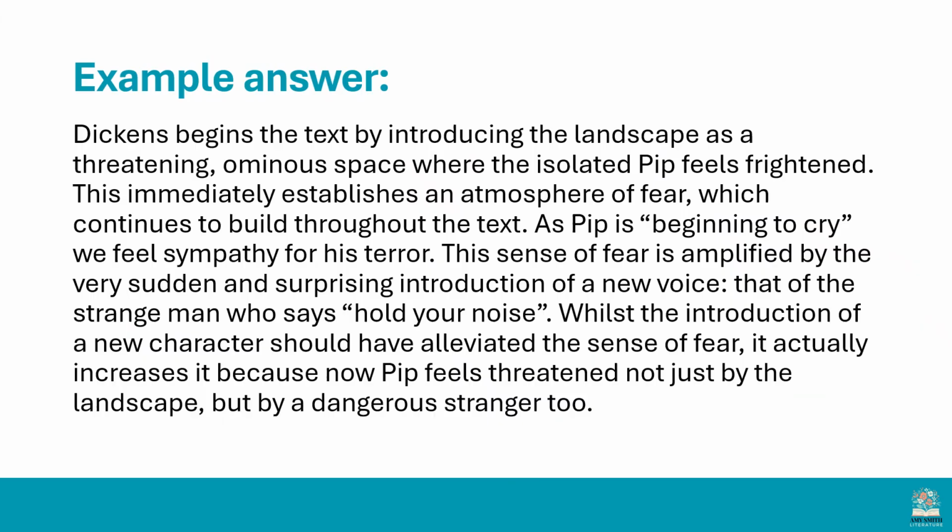So now we've thought through all of that, here's an example answer. Now yours would be longer than this, you'd have 2 or 3 paragraphs, but this is the kind of thing the examiner is looking for. So it says, Dickens begins the text by introducing the landscape as a threatening, ominous space where the isolated Pip feels frightened. This immediately establishes an atmosphere of fear which continues to build throughout the text. As Pip is beginning to cry, we feel sympathy for his terror.